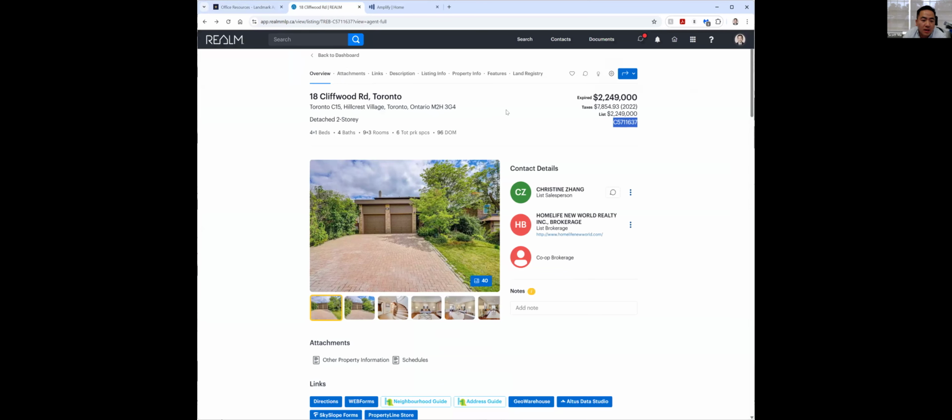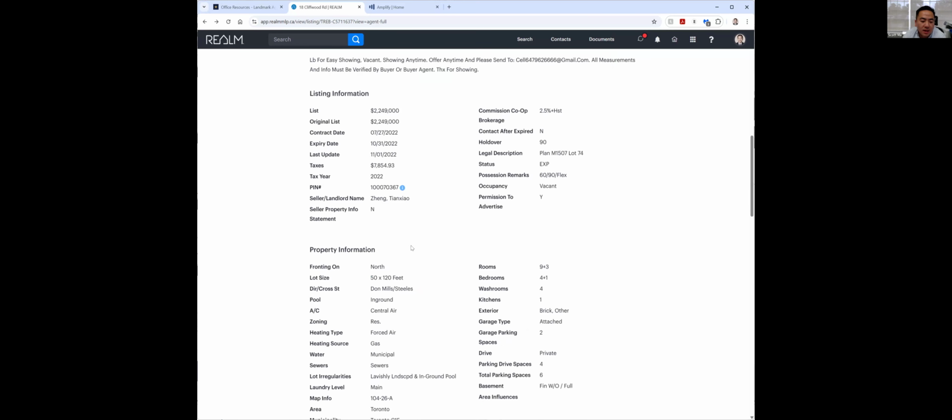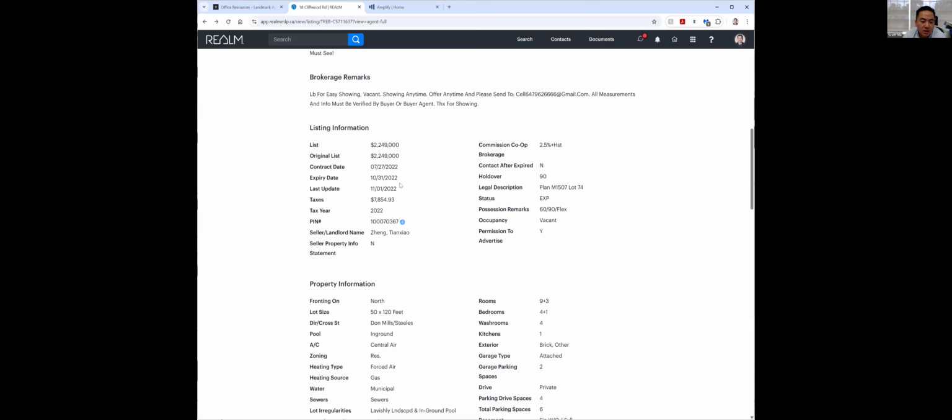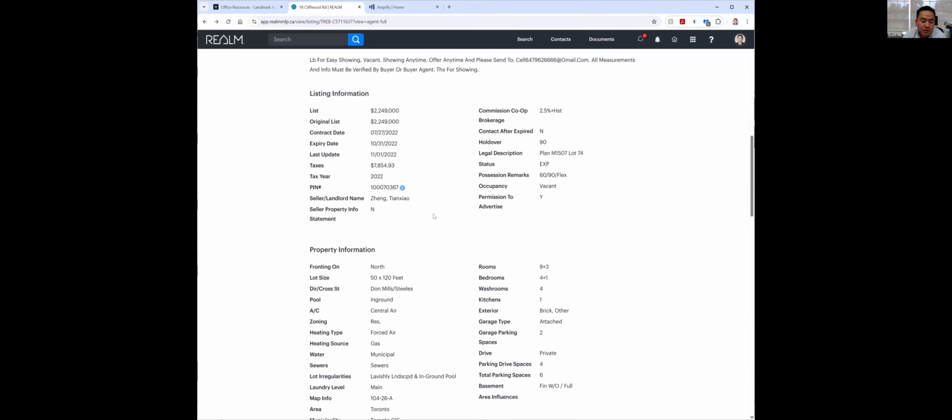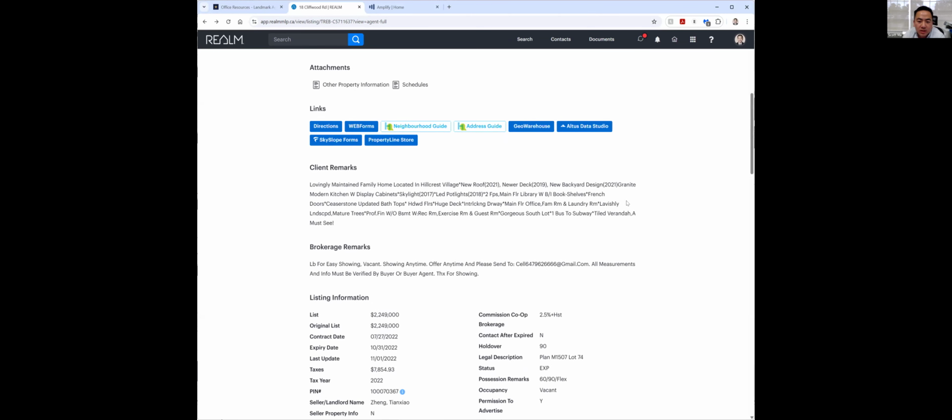So let's say you're in Realm and you want to either confirm the above grade square footage area, or you got a new listing and this is an older listing, right? There's no square footage indicated. So like I said before, we would say go to MPAC, order the area report for $5. Now there's a new way to do this.